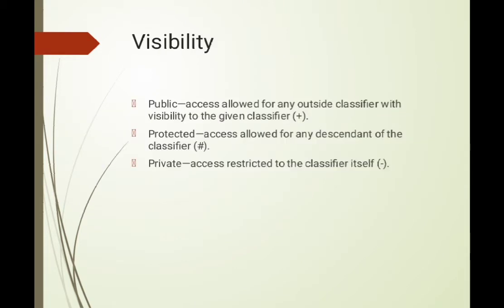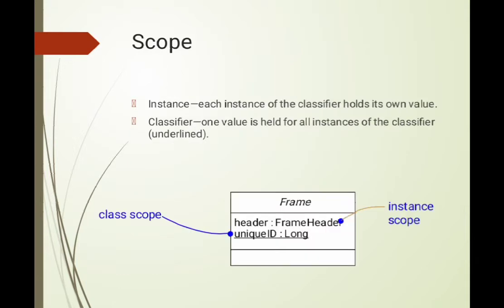As I have already told, there is visibility used in attributes as well as in a method, like public, private, protected, in which public has the plus symbol, protected has the hash symbol and private has the minus symbol. Public access is allowed for any outside classifier with visibility to a given classifier, whereas protected access is allowed for any descendant of the classifier, whereas private access is restricted to the classifier itself.